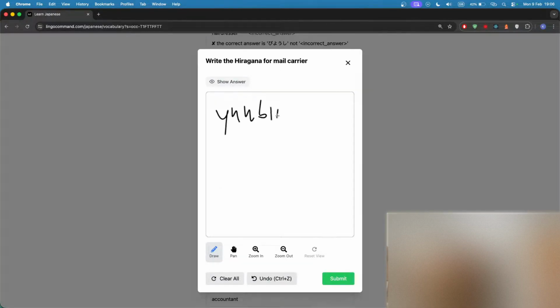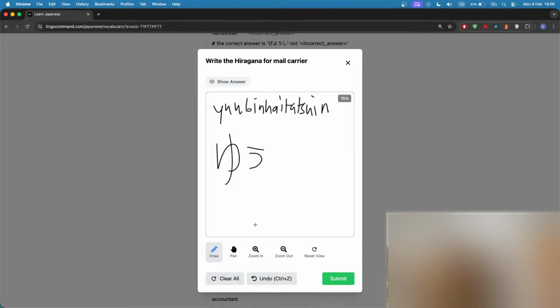Mail carrier. Oof, this is a long one. So it's yuubin haitatsu-in, if I'm not mistaken. So yu. It always kind of looks like a fish to me. See, kind of like a fish. Anyways, then you put this dash here, so that's yuu. Then I think you just have u.